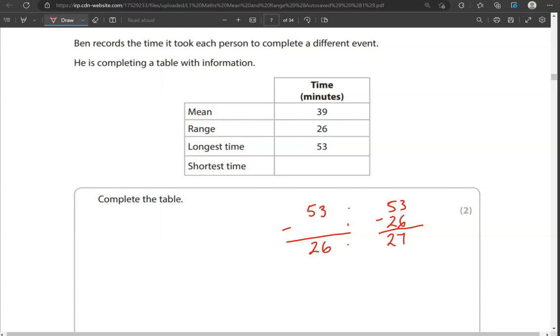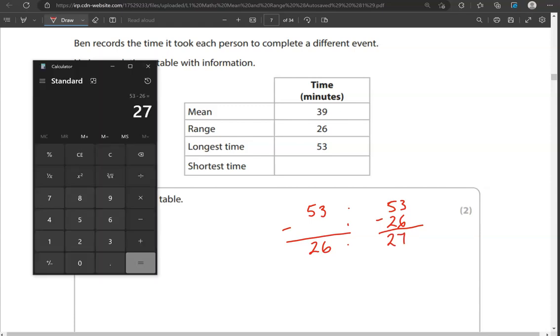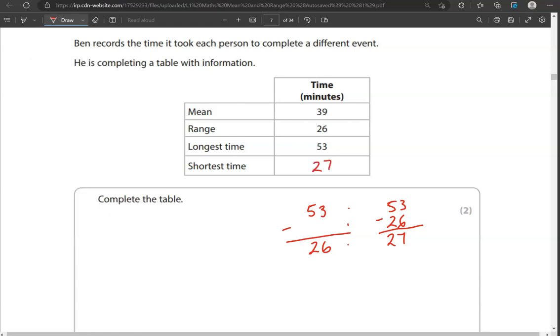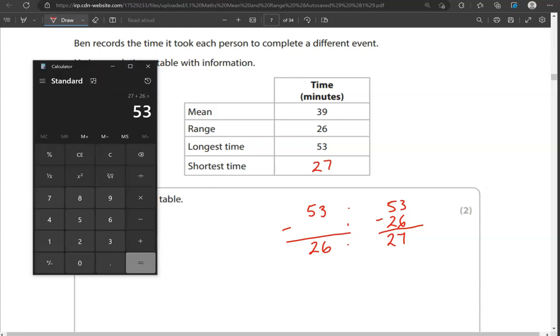That gives us 27, and we can double check by doing 27 add 26, which is 53. Let's double check. The range is taking away the shortest time from the longest time. So 53 take away the 27 gives us 26, which is the range.